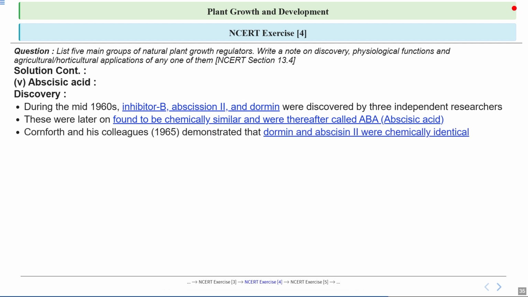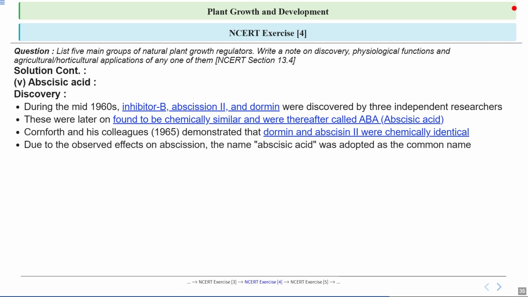Cornforth and his team in 1965 showed that dormin and abscission 2 were actually the same chemical. So this discovery unified the understanding of these growth inhibitors under one name. Because these substances were linked to the process of abscission, or dropping of leaves and fruits, the name abscisic acid was chosen. So this name reflects its main observed effect in plants.